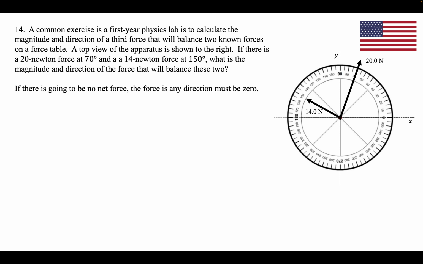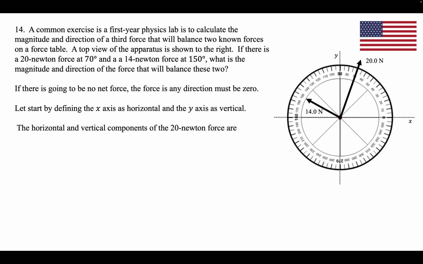So if there's going to be no net force, the force in any direction must be zero. So let's define the x-axis horizontal, the y-axis vertical. The horizontal and vertical components of the 20 Newton force, positive x and positive y. This angle is 70 degrees. So cosine 70 times 20 newtons will give you the x component, which is 6.8. 20 newtons times sine 70 will give you the y component, which is 18.8.